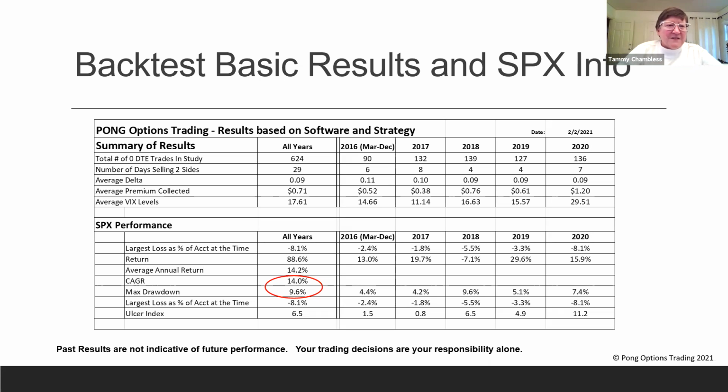And then the average premium collected was 71 cents. So even in some of these low volatility years, the premium was still a good premium. And in 2020, it was really good, with a $1.20 average this year. But back in 2016, a low volatility year, and 2017 was a low volatility year, and 2019 was low volatility. Those are lower credits, but still good win rates.